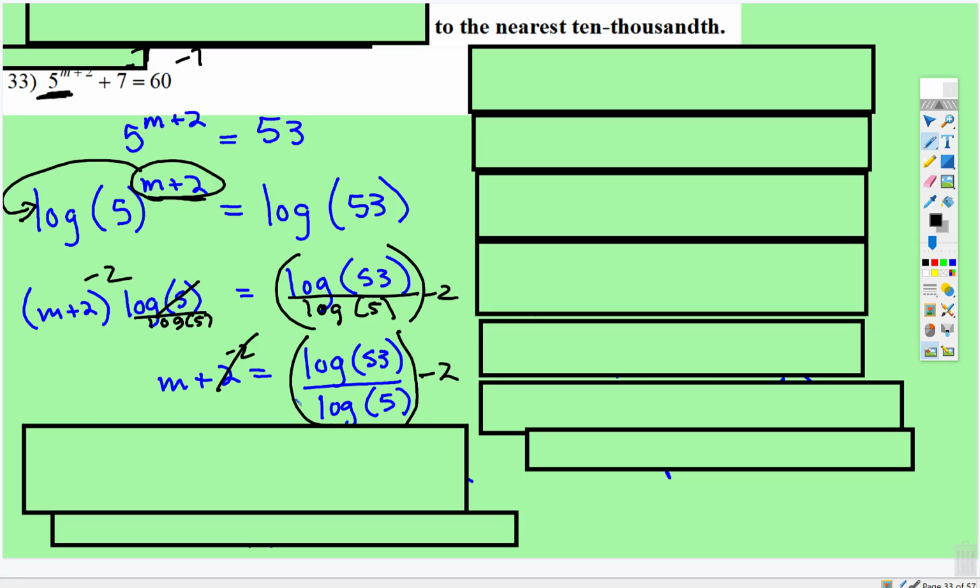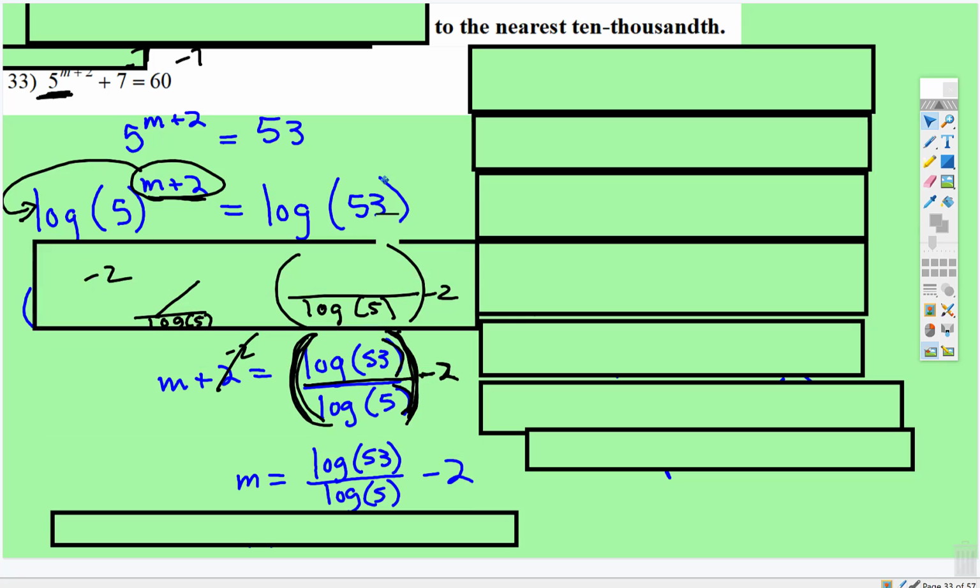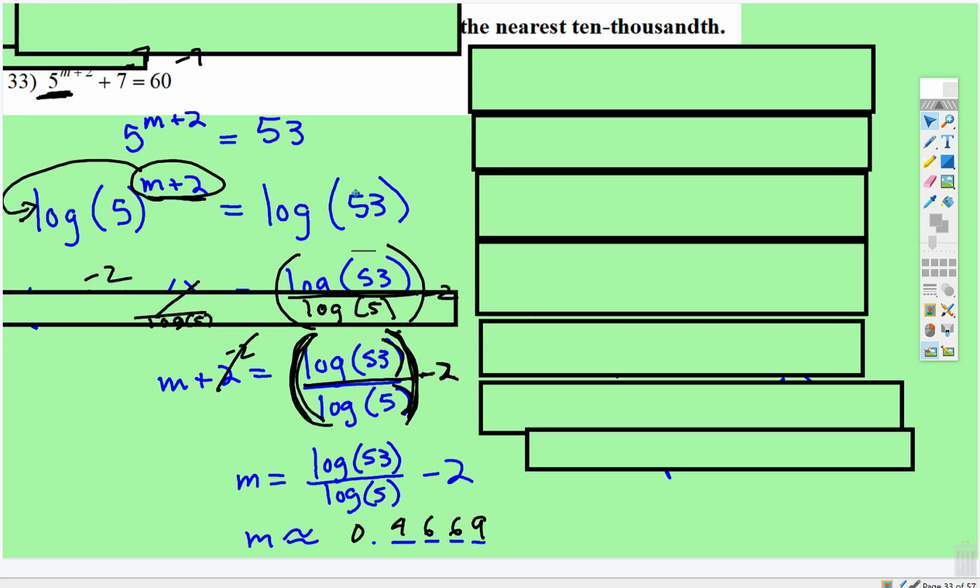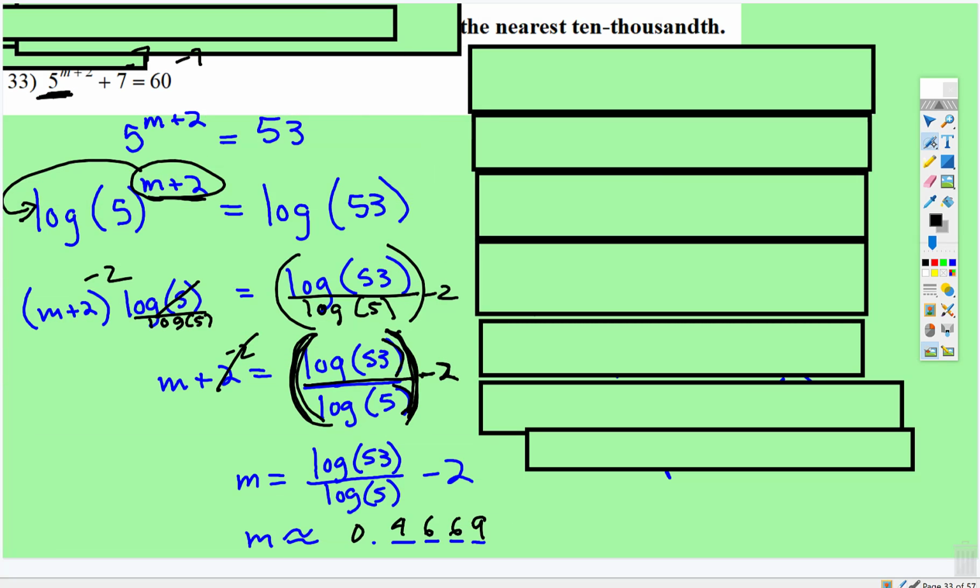You have to do left parentheses, log 53, close that parentheses, divide log 5, close that parentheses, then this parentheses closes this parentheses, then subtract 2, then enter. And you round to the 10,000th place, and there you have it.